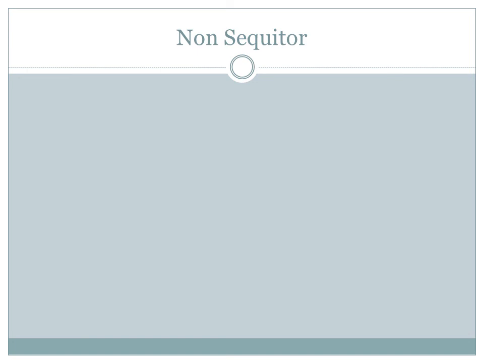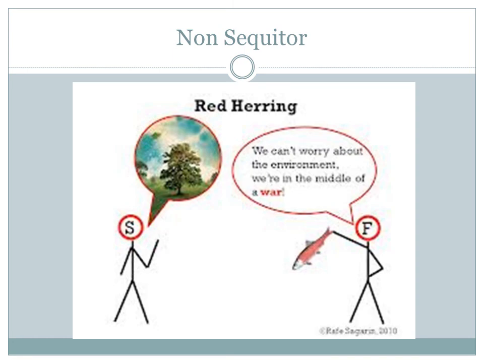The last one that I want to talk about is non sequitur. Non sequitur is the last Latin phrase we're going to talk about. It literally means does not follow. A non sequitur might be like a red herring argument, where you ignore what the person wants to talk about and talk about something else entirely.